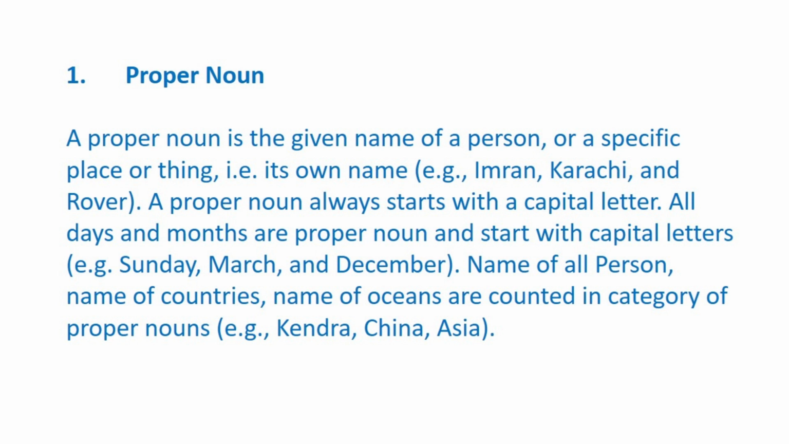1. Proper noun. A proper noun is the given name of a person, or a specific place or thing, i.e. its own name, e.g., Imran, Karachi, and Rover. A proper noun always starts with a capital letter. All days and months are proper nouns and start with capital letters, e.g., Sunday, March, and December. Names of all persons, countries, and oceans are counted in the category of proper nouns, e.g., Kendra, China, Asia.